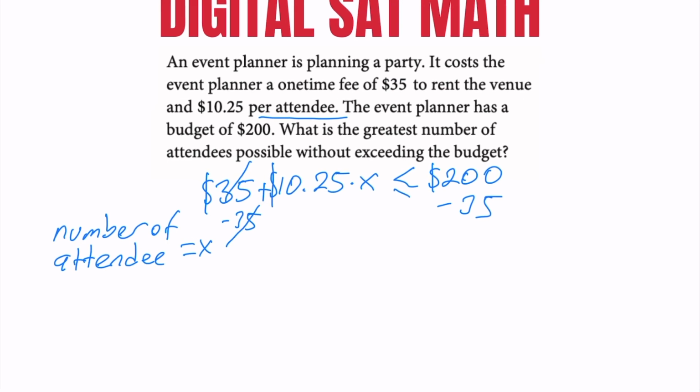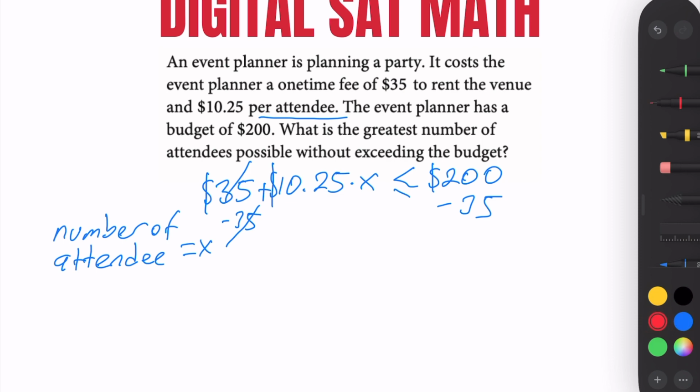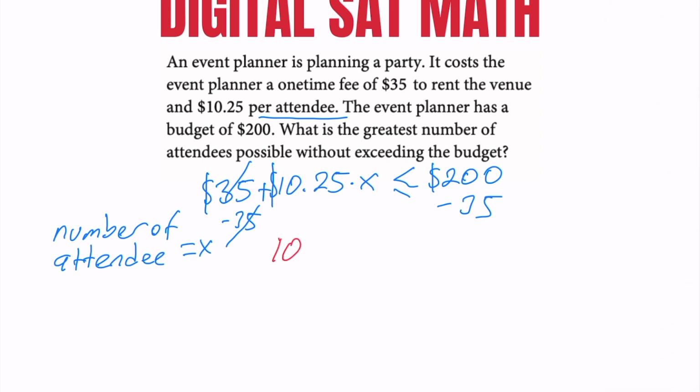So these are gone. Let's continue with the red. 10.25x is going to be less than or equal to, when you take away 35 from 200, you will have 165. Again, remember that you're allowed to use your calculator during the test.